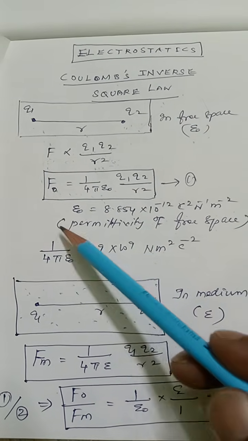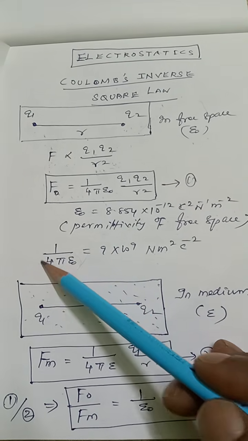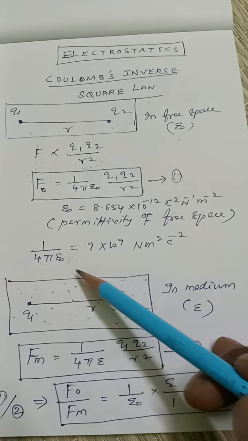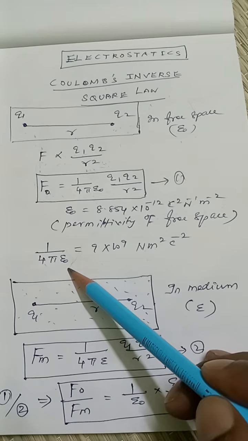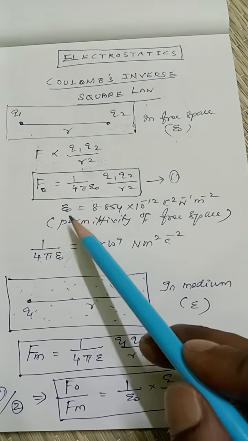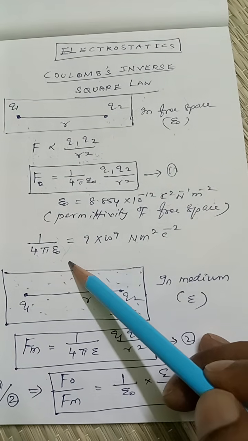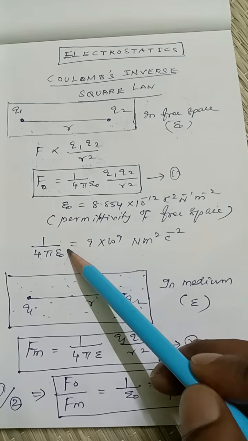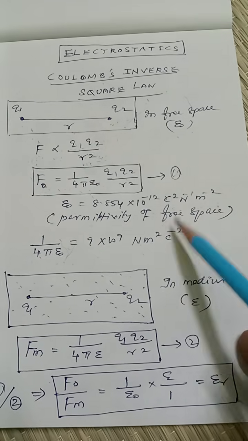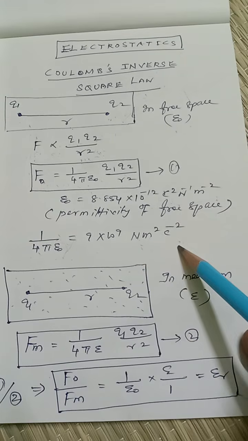See here in this 1 by 4 pi epsilon naught, only the epsilon naught has a unit, 1 by 4 pi doesn't have a unit. The epsilon naught is in the denominator. What is the unit of epsilon naught here? Coulomb squared per Newton per meter squared. So the unit of 1 by 4 pi epsilon naught will be the reciprocal of this unit, Coulomb square per Newton per meter squared. If you take the reciprocal, you will get Newton meter squared per Coulomb square. So the unit of 1 by 4 pi epsilon naught is Newton meter square per Coulomb square.